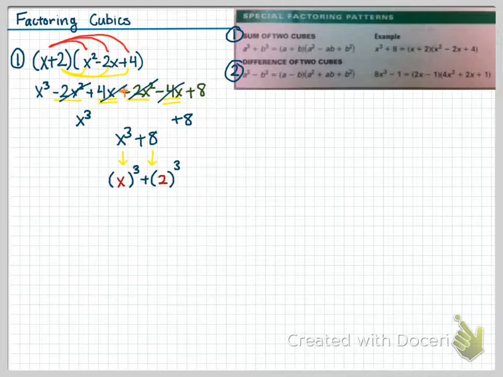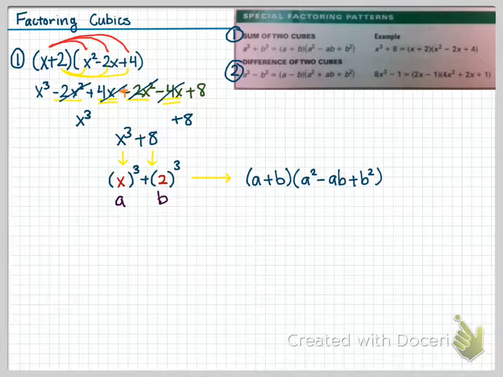So what we do here now is change both of them into cubics. X to the third power, 2 to the third power. And we can use our formula up here at the top with a number 1 by it, the sum of two cubes, and factor this. So x represents a, and 2 is now your b. So now we're going to factor that.